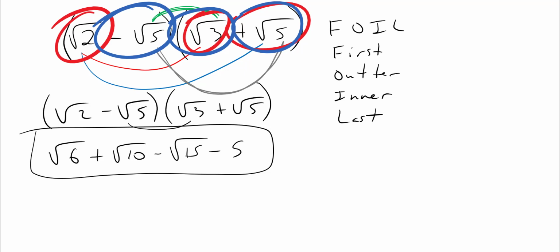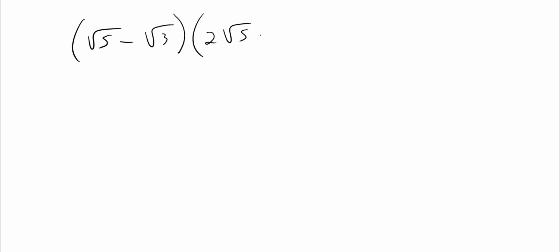Okay. So let's do another one here. All right. We'll do another binomial here. Okay. So if I said root 5 minus root 3 and 2 root 5 plus 3 root 3. That's a good one.